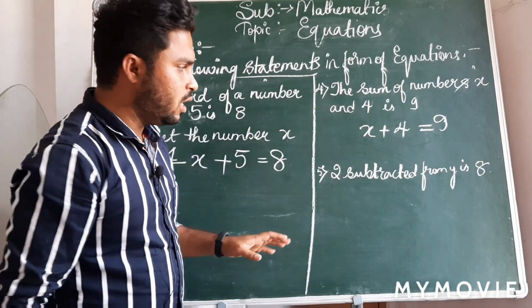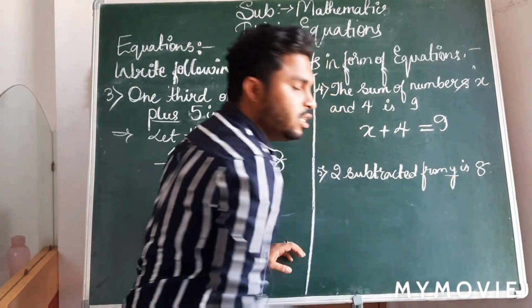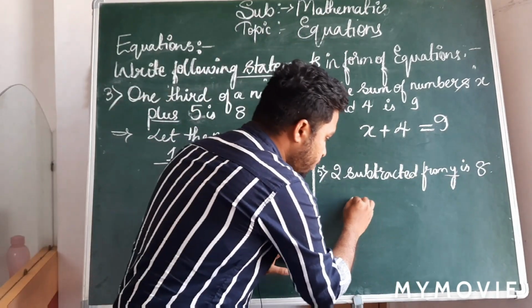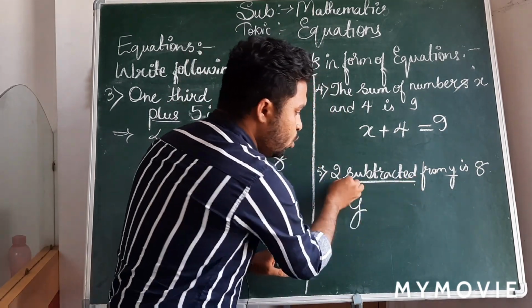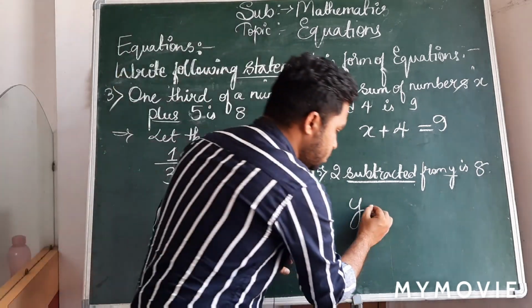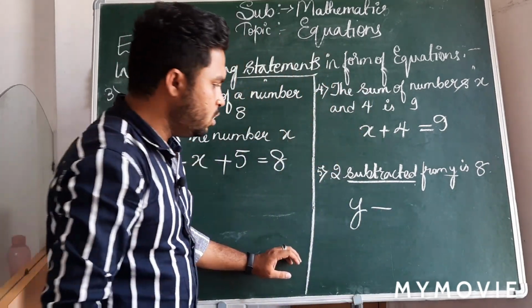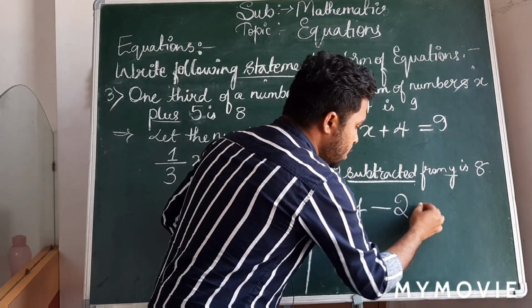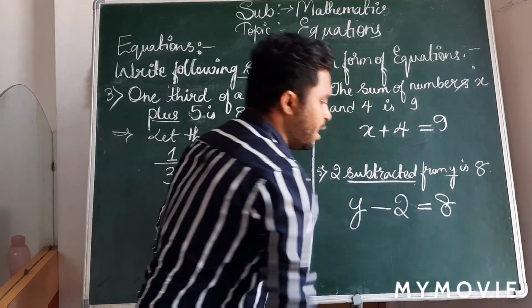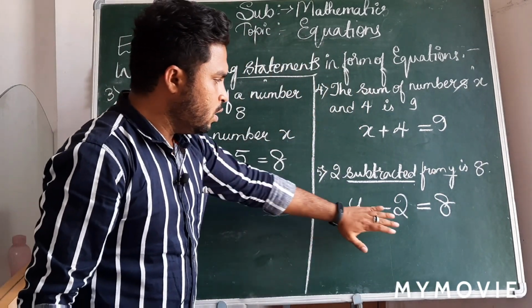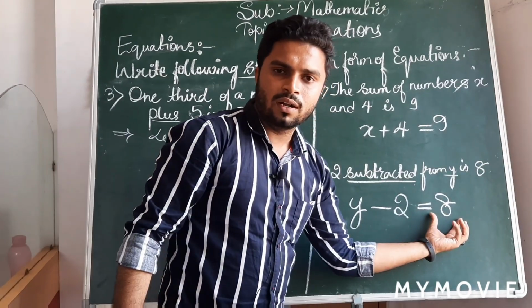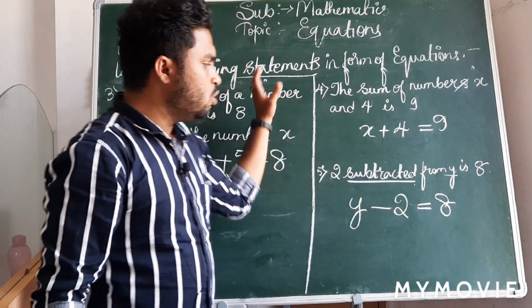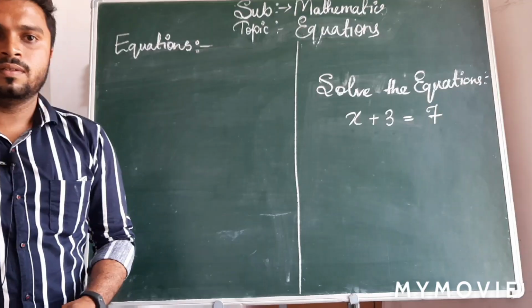Students, I want to tell you one thing. You need to take this y first. Then this 2, what will you get? Subtracted means minus, that is subtraction. So y is to be subtracted by 2 and you will get 8. So these were your 5 problems.